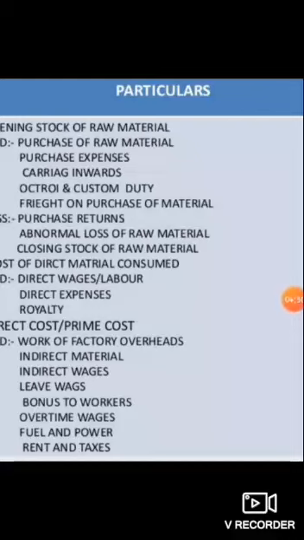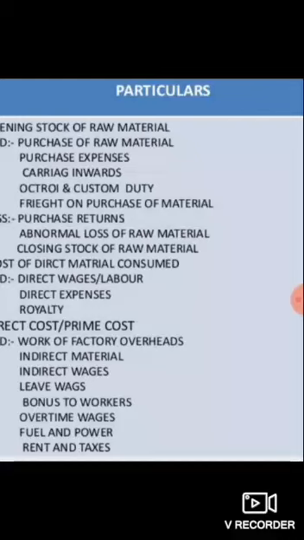And indirect wages, which means supervisor salary. Next, leave wages: if the labor took any leave, and it is a paid leave, those wages should also be added to the overheads. If any bonus is given to the worker, that bonus should be added under overheads to the prime cost. Next, overtime wages, if the company conducts overtime, those overtime wages are also added under overheads to the prime cost, and fuel and power, if they are using it, we have to add.